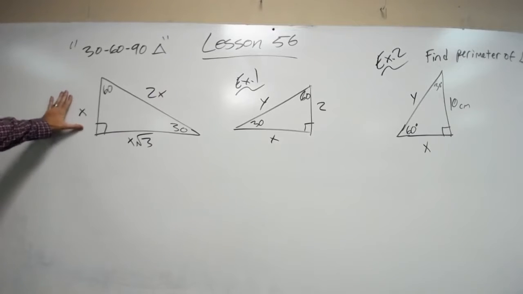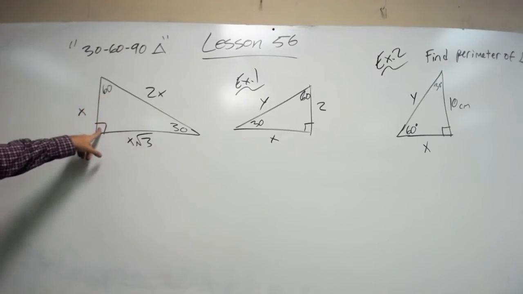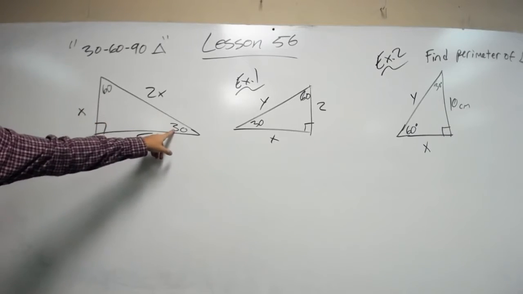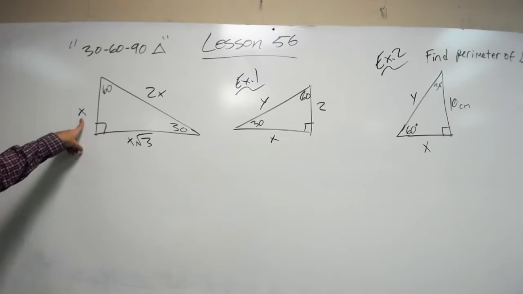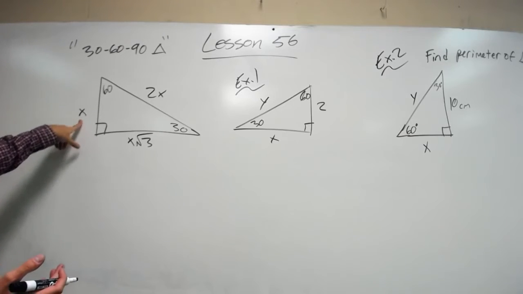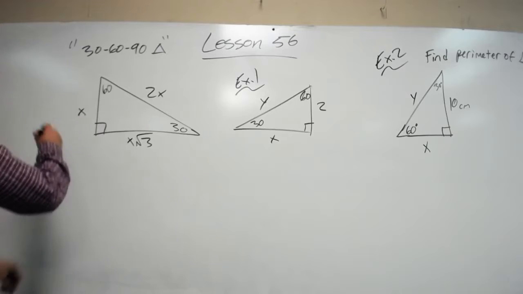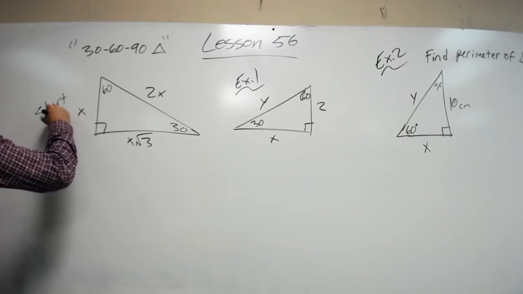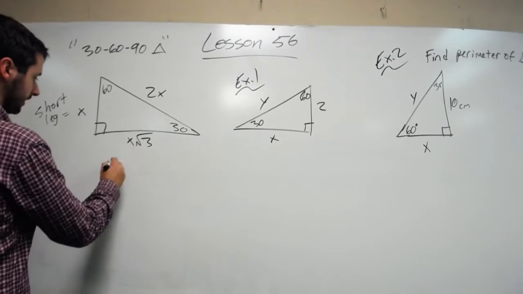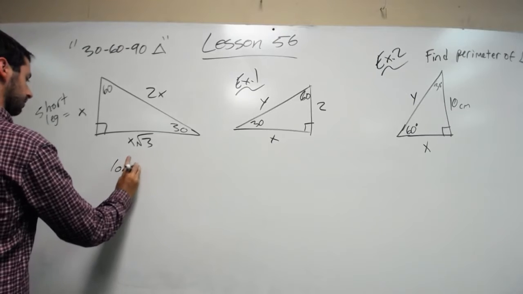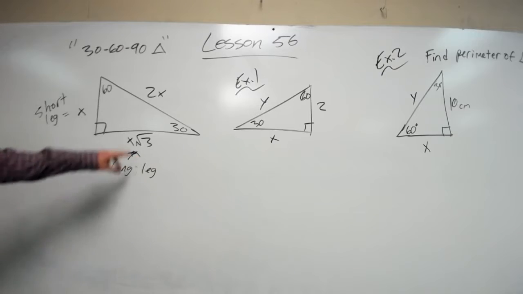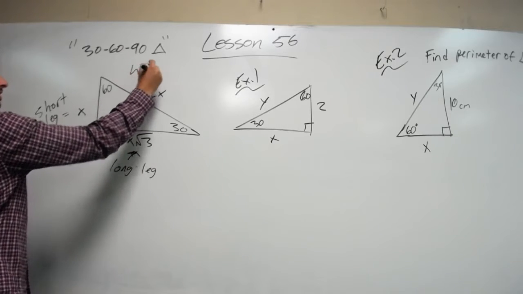Here are the principles. Here's your 30, 60, 90 triangle, and the angles all add up to 180. The side that is opposite the 30 is your short leg. You can think of that as your starting point, because this x is what you're going to use for your hypotenuse and long leg. So your short leg has a value of x, and your x may be different numbers. Your long leg has a value of x times radical 3, and then your hypotenuse is 2 times x.